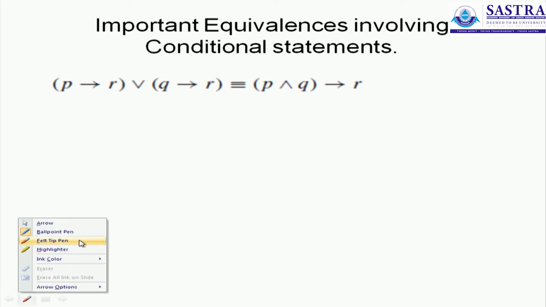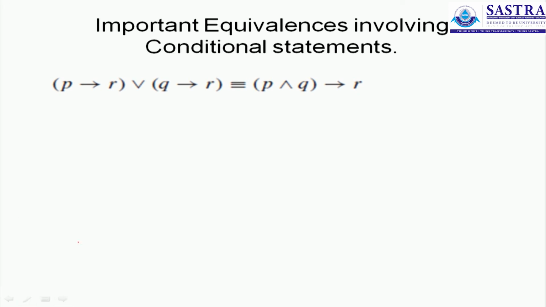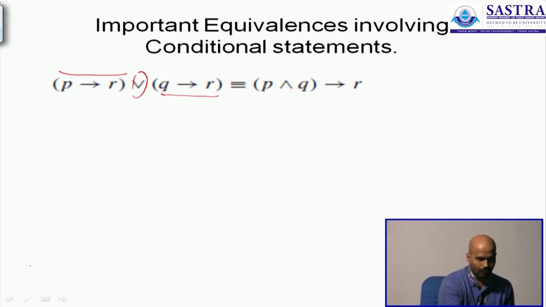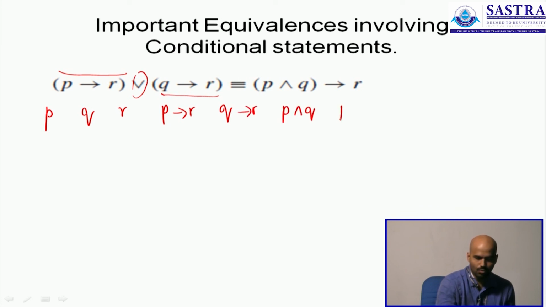This is interesting. We'll need more rows this time. We are combining 3 statements. What if you combine 2 conditional statements? This is a conditional in P and R, this is a conditional in Q and R. We are doing a disjunction between the two. This is going to be interesting. You have a P, you have a Q, you have an R, a conditional from P and R, Q and R, and a conjunction of P and Q, and another conjunction from there, and you will have a disjunction of a couple of columns.